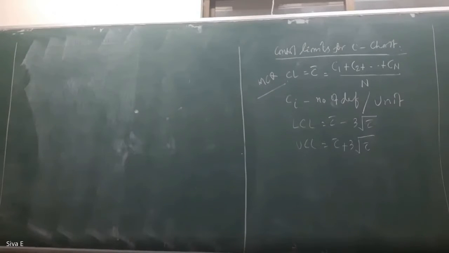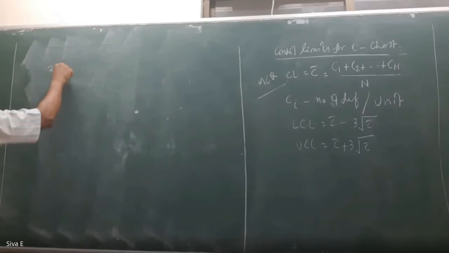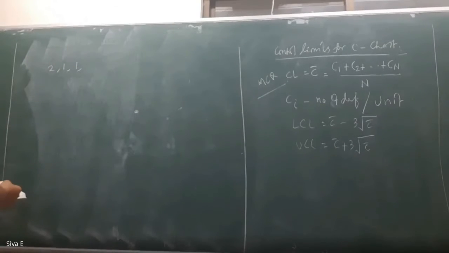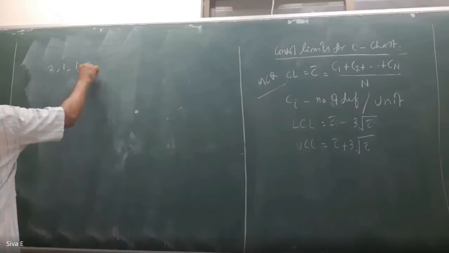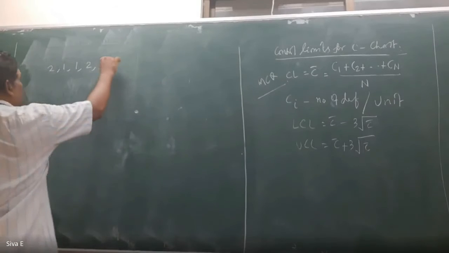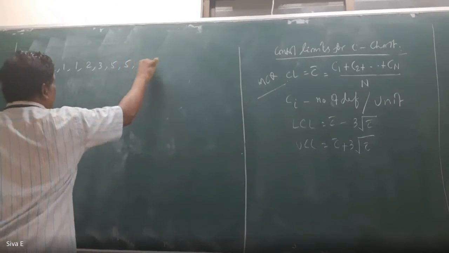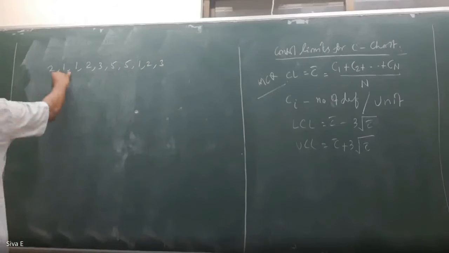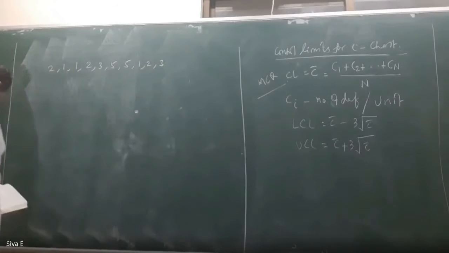in the inspection were 2, 1, 1, 2, 3, 5, 5, 5, 5, 1, 2, 3, 2, 4, 6, 8, 10.